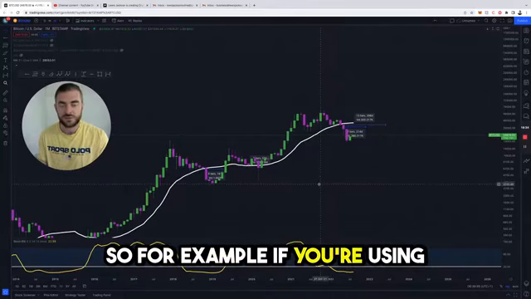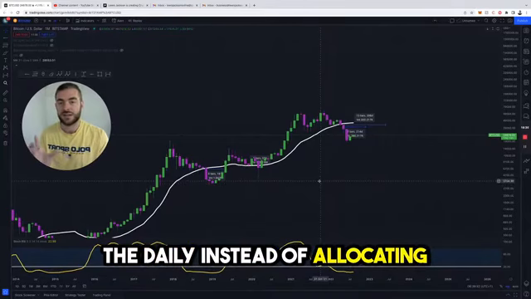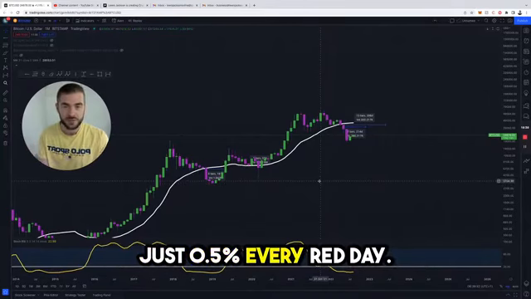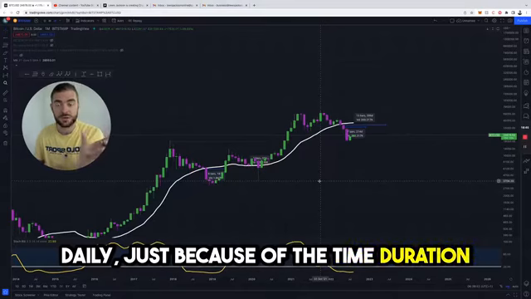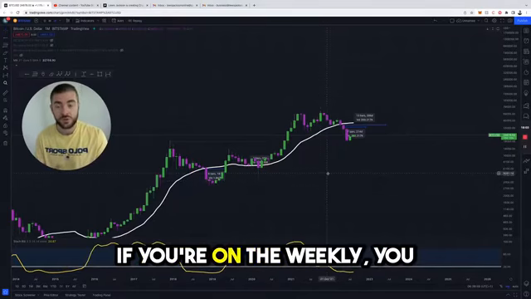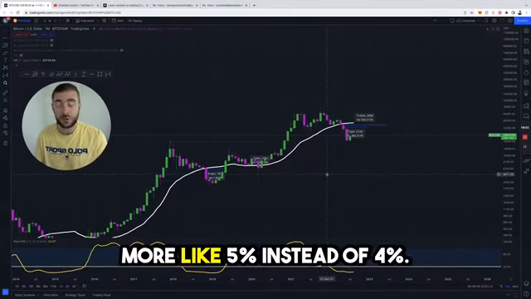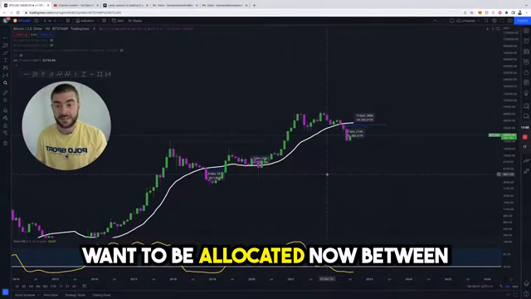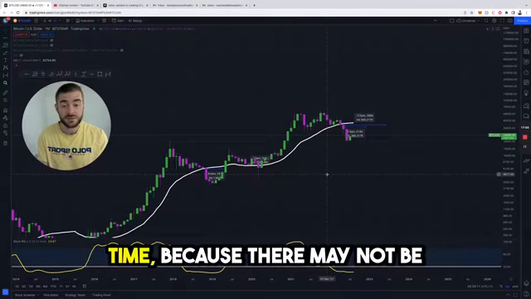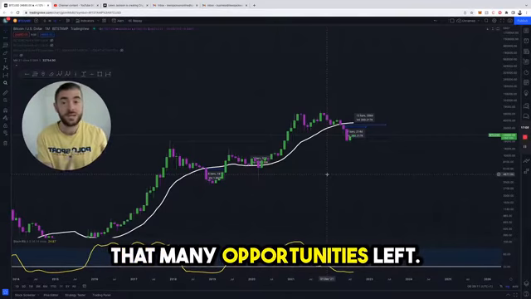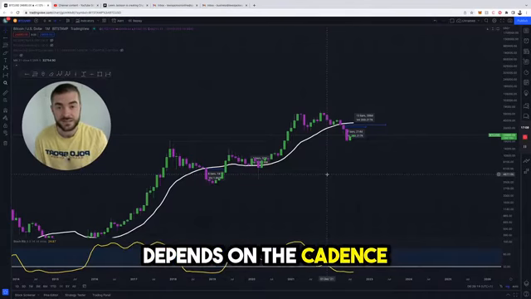So for example, if you're using the daily, instead of allocating just 0.5% every red day, maybe at this point you have to be allocating closer to 1% daily, just because of the time duration that we have left below this line. If you're on the weekly, you might want to be allocating more like 5% instead of 4%. And on the monthly, you might want to be allocating now between kind of 25% and 40% every single time, because there may not be that many opportunities left. Depends on the cadence that you're looking at.